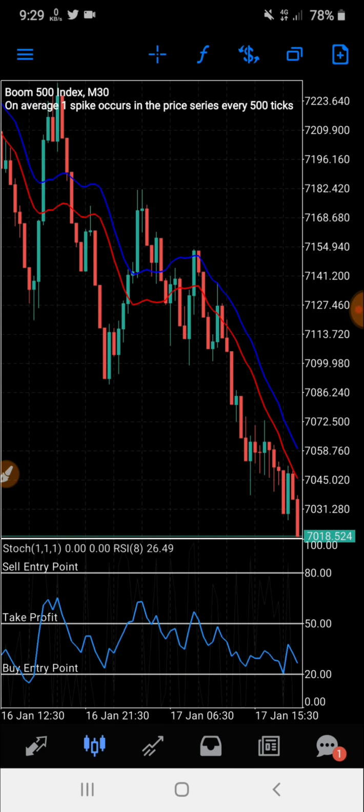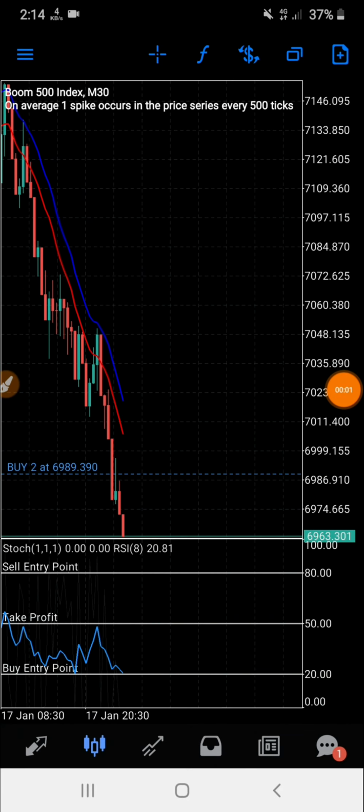Okay, you can see it's close to the 20 level. It's close to the 20 level, right? So probably this is the one we're gonna take. So I'm gonna pause this video and come back again when it's properly closed or even touches the 20 level, so we can take our buy position.